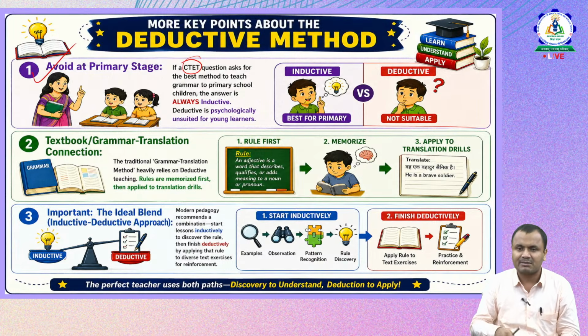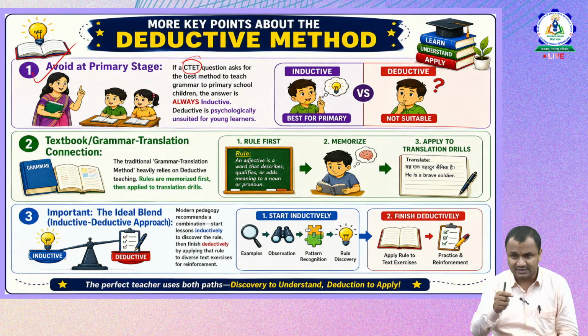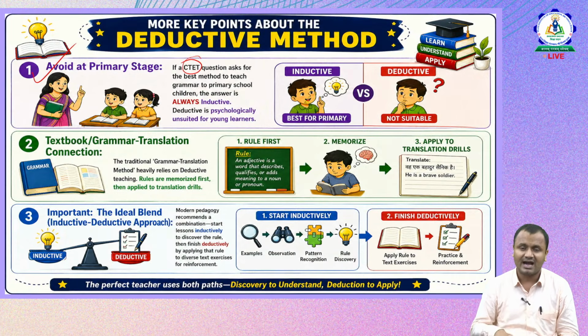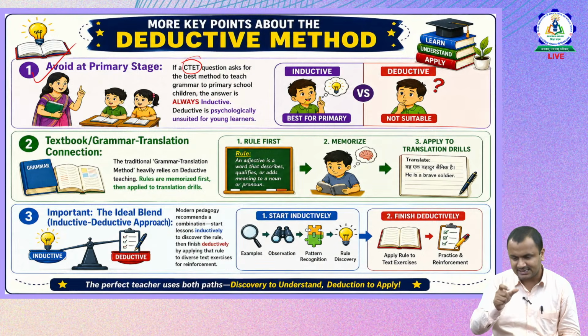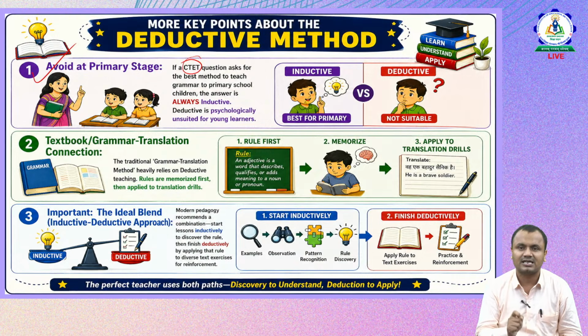Now let's say a question asks which of the following methods is best for the primary classroom, and the options are option A inductive method, option B deductive method, option C a blend of inductive and deductive. We have to always go with the blend. If the options separately ask which is the best method, inductive or deductive, we'll go with inductive. But if option C is a mix of inductive and deductive, then the mix of inductive and deductive is the best method.